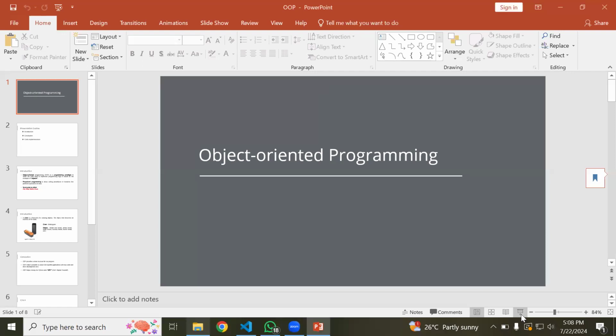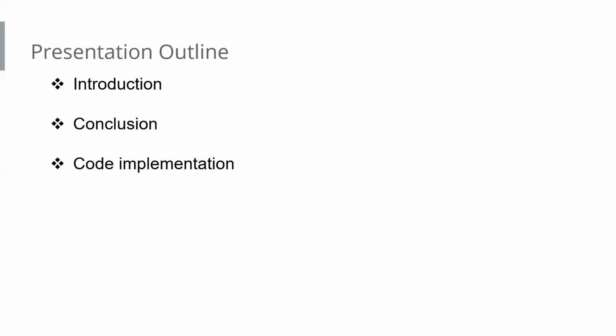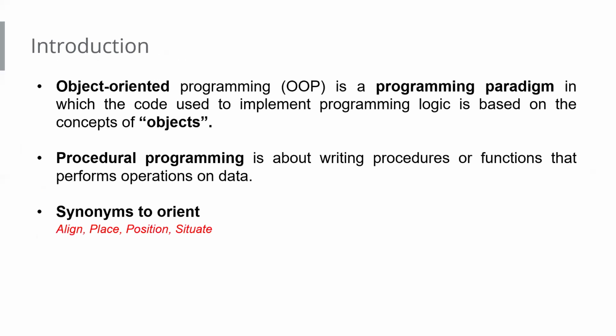So let's quickly do a recap of what we did last week, because this is very, very important. Last week we started with object-oriented programming. And this was the presentation outline, a very simple one. Start with introduction, conclusion, and look at some code implementation. Last week, we ended at the code implementation, but we are going to start from scratch.